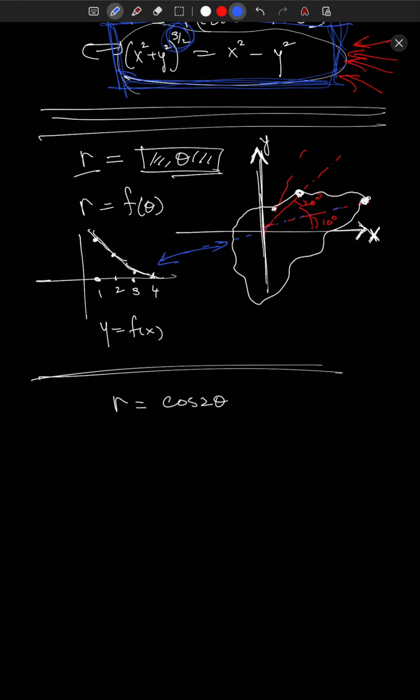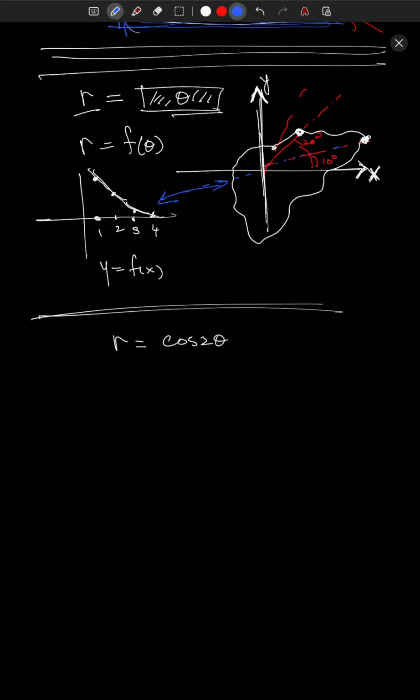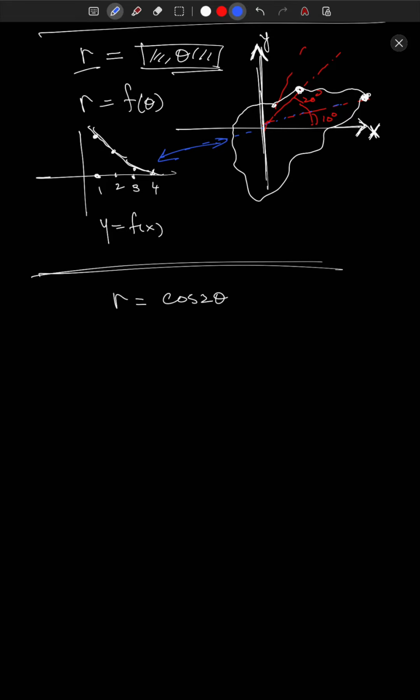Okay, so how do we draw it? What we're going to do is draw it in 2 steps. The first step is to draw it in terms of r and theta. So in other words, an axis that's not x and y, but rather theta as the input, r as the output.